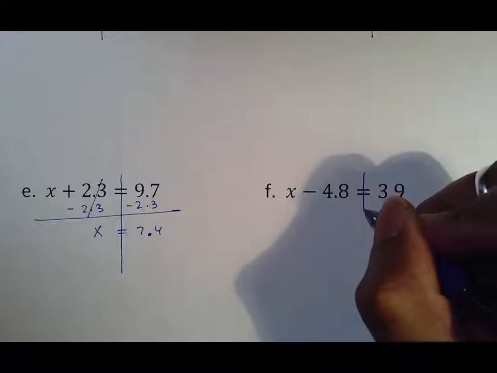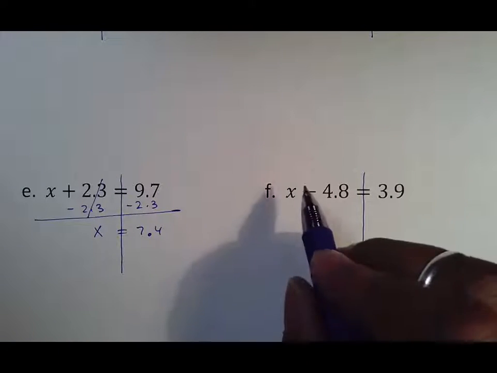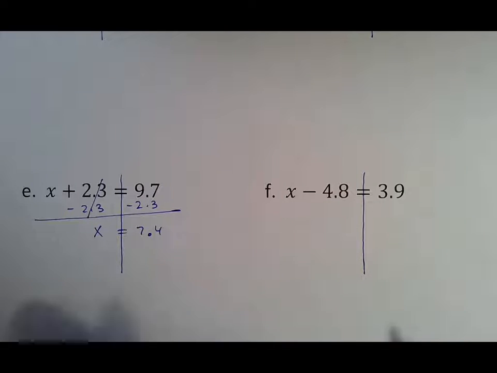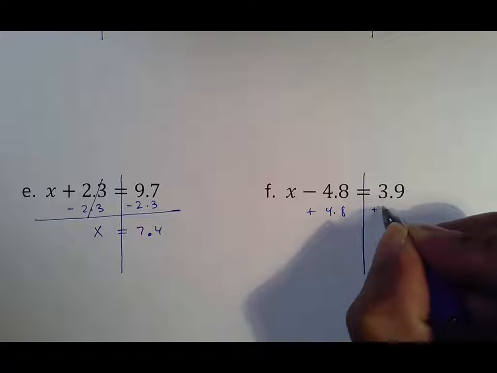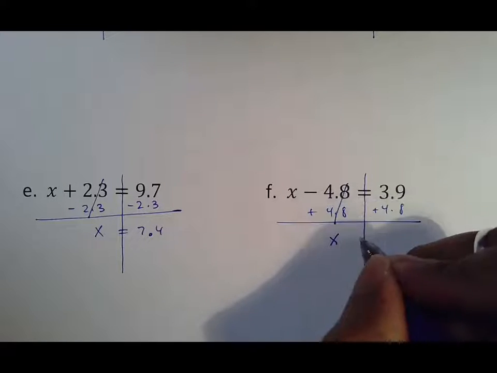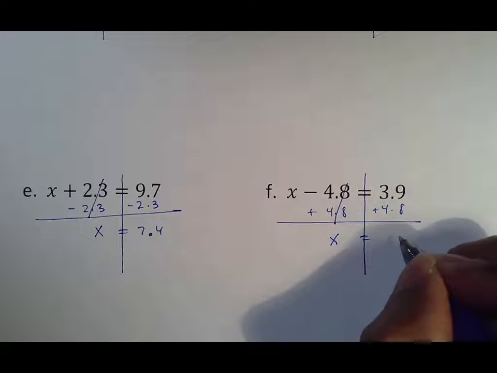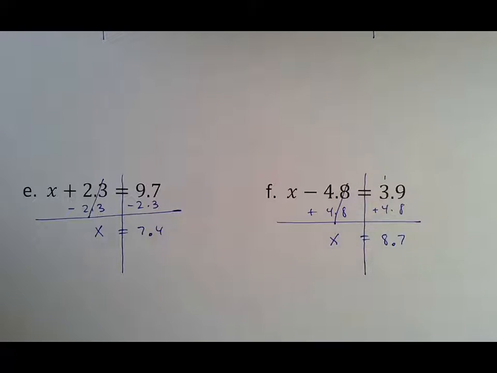Try F if you want to. Pause the video if that's what you're going to do. Here it's x minus 4.8. They're being subtracted, so negative 4.8 needs to be moved with a plus 4.8. X comes down. This goes away. 9 plus 8, 17. Carry the 1. That makes 8. Decimal comes down right there with the 8. 8.7 being your answer.